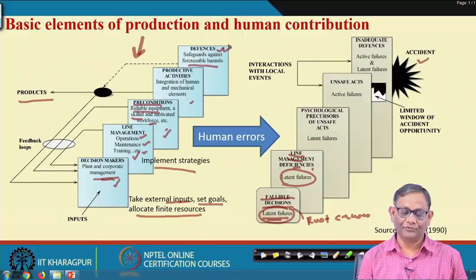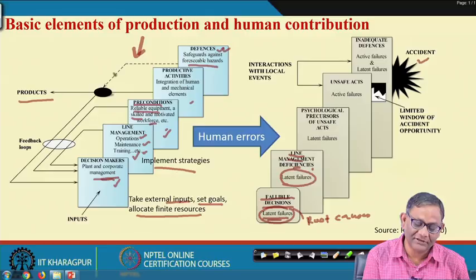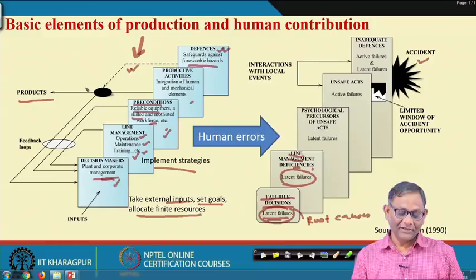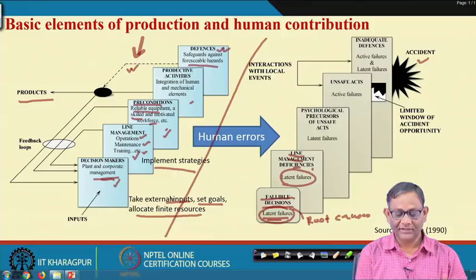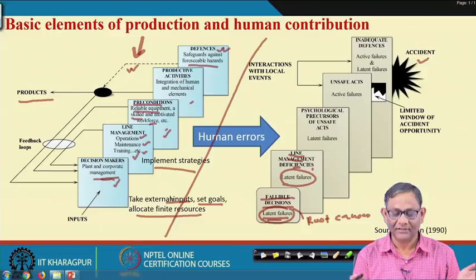These defenses are for successful production. These are not directly contributing to production, and that is why the dotted line is given, but for successful production. So when I am talking about the production system, this side, if things go successfully, things go well, then you will get good production.